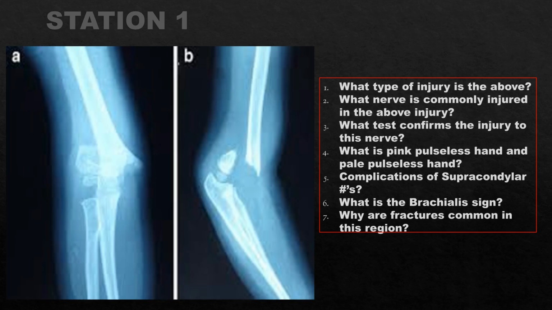Let's get started. You are shown an X-ray of an elbow injury. The questions are: what type of injury is this? What nerve is commonly injured? What test confirms injury to this nerve? What is a pink pulseless hand and a pale pulseless hand? What are the complications of supracondylar fractures? What is the brachialis sign? Why are fractures common in this region? Pause the video now and try to answer these before we go through them together.